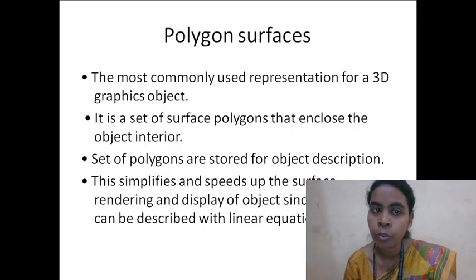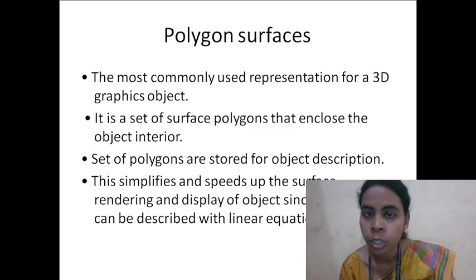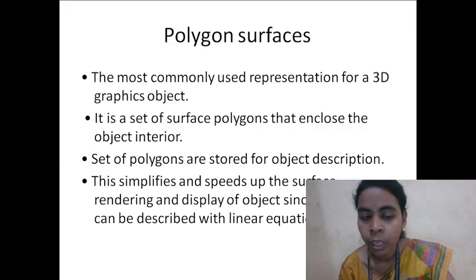Next one is the polygon surface, the most commonly used representation for 3D graphical objects. It is a set of surfaces, each a polygon that encloses the object interior. The polygon surface representation is one of the most common methods for 3D objects. It approximates the surface using a mesh of connected polygons. This method is widely used in CAD, gaming, animation, and simulation.